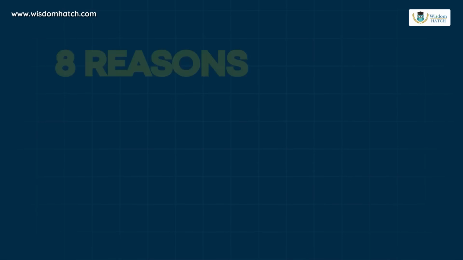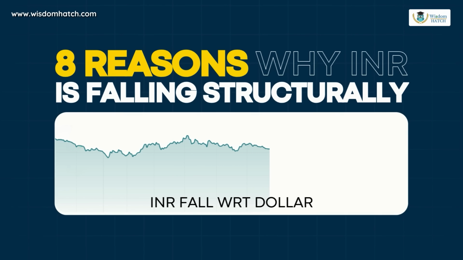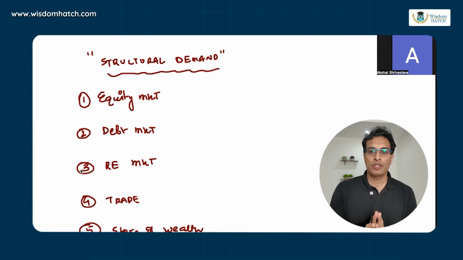Similarly, there can be a series of different reasons. So let me just quickly take you through 7 or 8 structural reasons why INR is falling structurally. That is the more important word, structurally. Okay, so let me explain it, and rather let me do a Q&A with you. There are 6 or 7 key use cases of a currency, right?